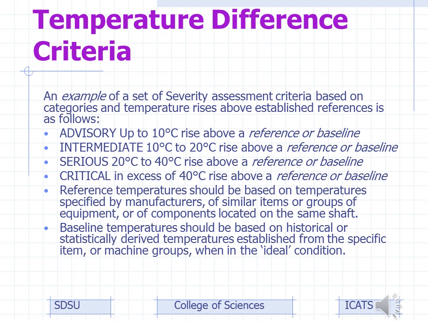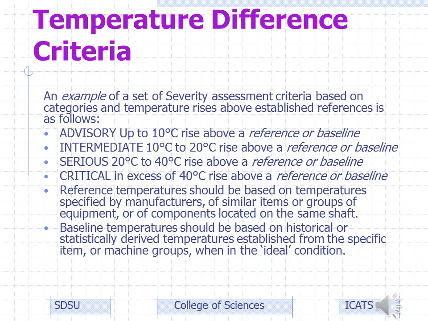So the categories are advisory, intermediate, serious, and critical, and you can see the temperatures there. Up to 10-degree rise for advisory, 10 to 20 for intermediate. So if you hit 10 degrees, you're at intermediate. So okay, advisory would be up to 9.99 degrees centigrade. Serious is a 20 to 40 degree rise. Anything above that is considered a critical problem, needs to be fixed quickly, and needs to be pointed out to the people.